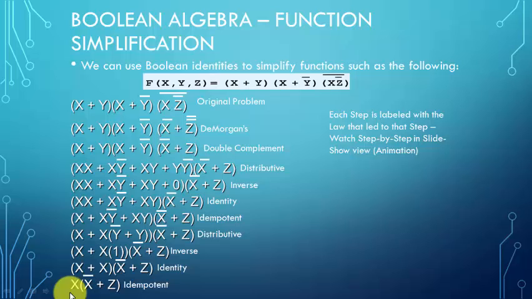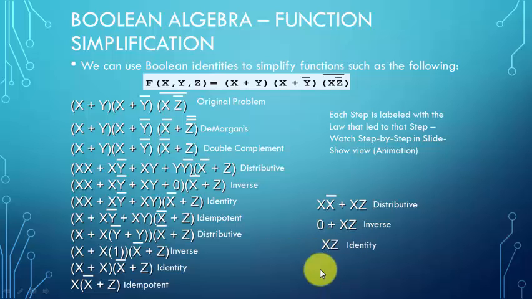And then distributive law again. X and X not must be 0. And 0 OR anything is just that thing. So finally, you got this. Compare this. So we simplified this complicated circuit to just X and Z.